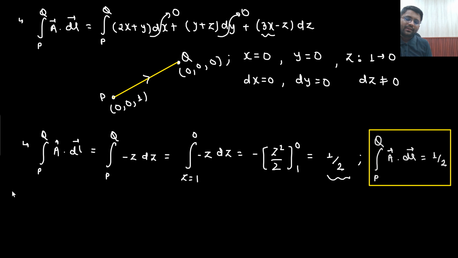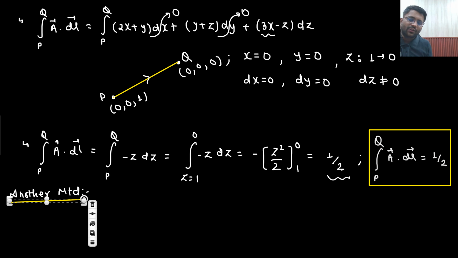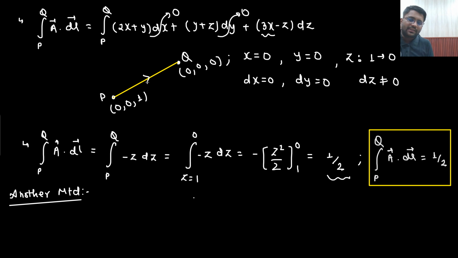Another method would be there. Another method I am writing down for calculating this particular scenario. What could be the another method? Another method would be by writing the equation of the line. What you can do, you can write down the equation of the line. What line we are having? We are having this line.